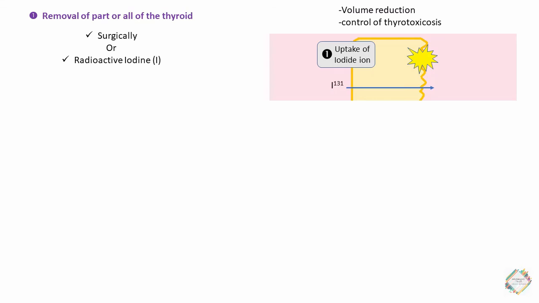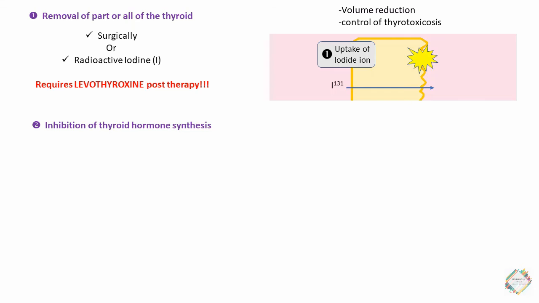Now, most patients become hypothyroid as a result of this radioactive iodine. As a result, they may require treatment with levothyroxine. The next mechanism is via the inhibition of thyroid hormone synthesis. This is usually done by the thioamides.